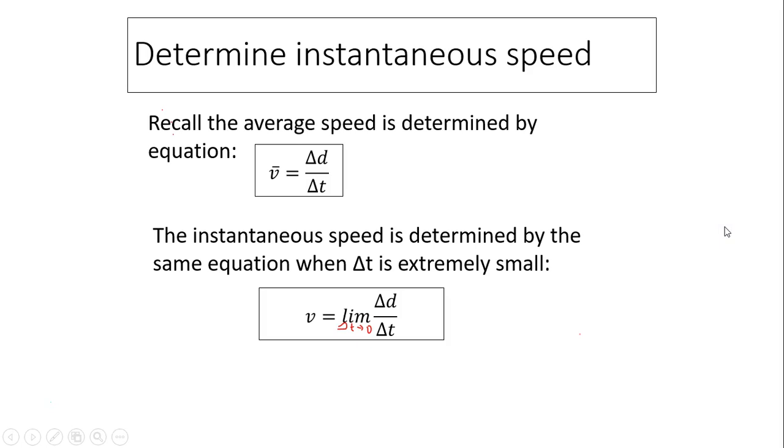How do we determine instantaneous speed? We use the same equation as average speed. Average speed is total distance divided by total time, or change in distance divided by change in time. Instantaneous speed has the same equation, except when the time interval is extremely small, when delta t approaches 0.